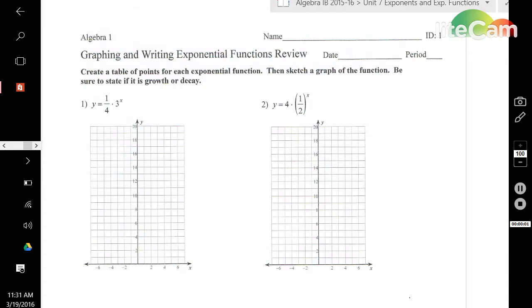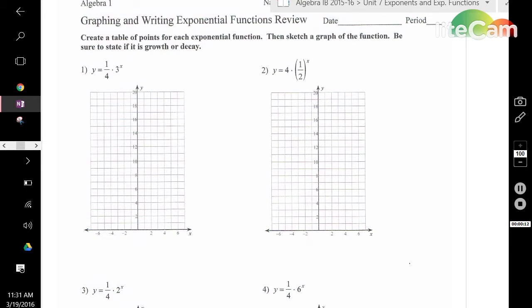In this video, we are going to review how to graph and write exponential functions. So the first thing we're going to do when we are graphing exponential functions is we have to create a table of values in order to get points to plot on the graph. When we create our table, I'm going to look at example number 1. Your table always will have the same x values, ranging from -2 all the way to +2.